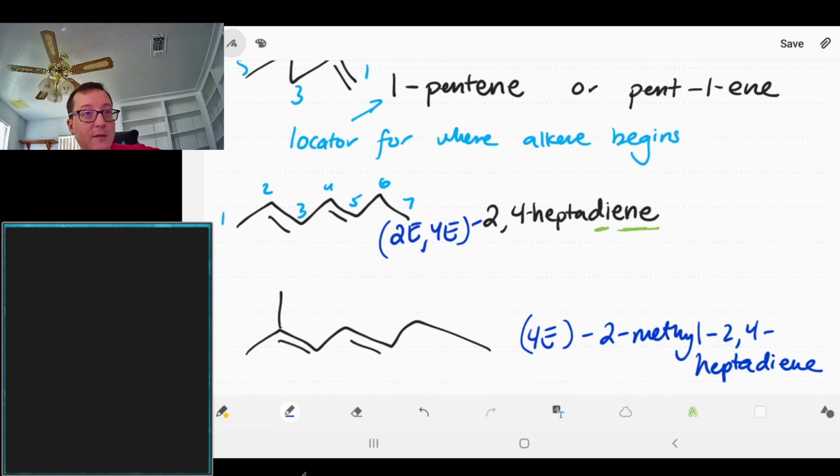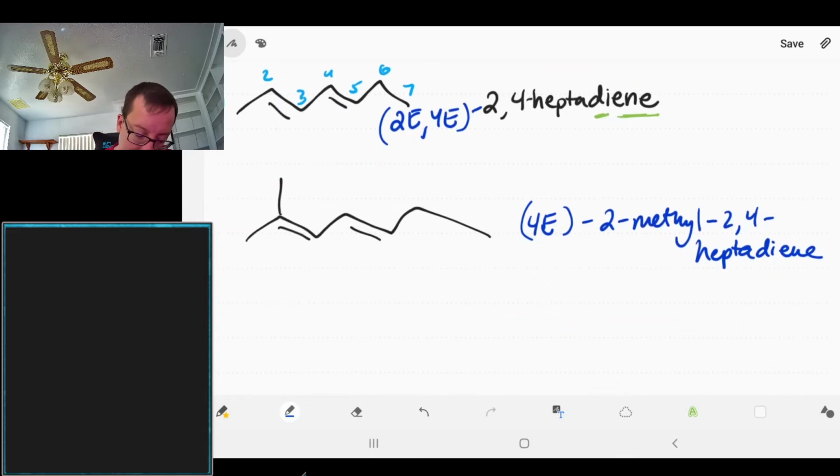Notice we don't have any stereochemistry for the 2 because methyl and methyl are equivalent to each other. We don't say chiral for this because they're sp2 carbons, but they are identical. So we can't say that it's cis or trans because it's neither. It's equal. So there's no E or Z for carbon 2. All right, but we still have one for carbon 4.